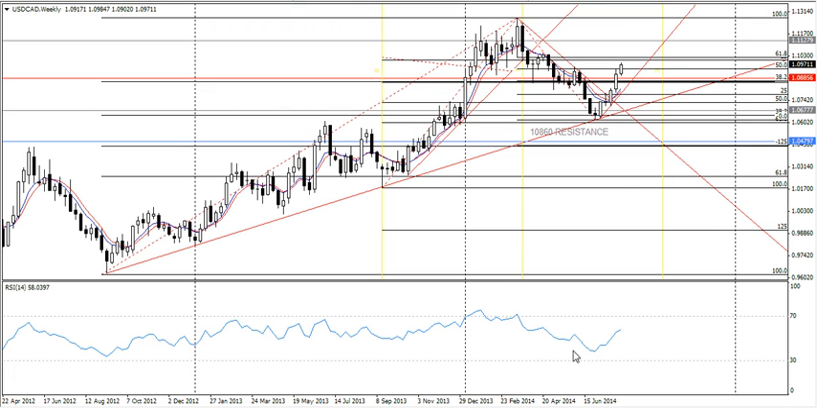Look at the RSI. The RSI was healthy, and looks like a healthy move. It's healthy. So we're in a healthy uptrend right now with the dollar to the CAD.